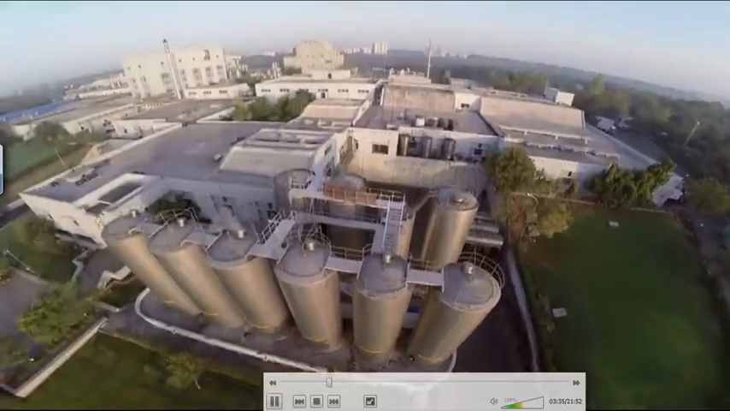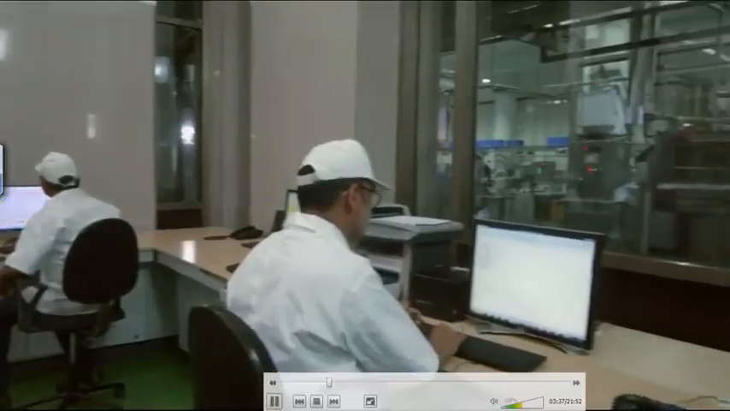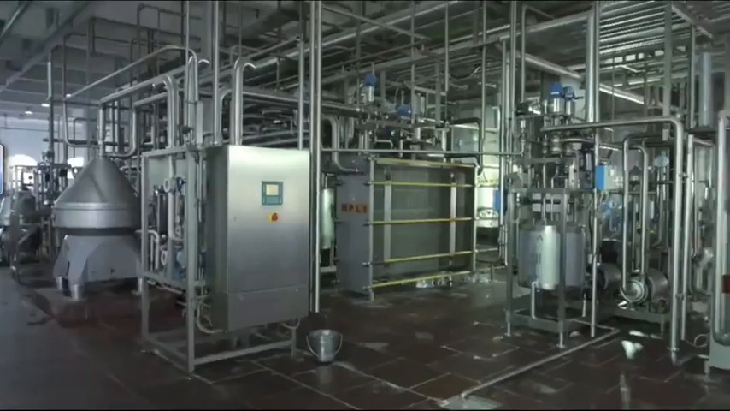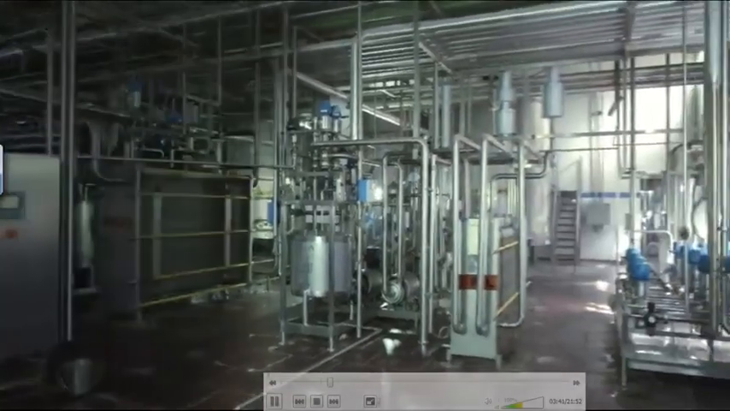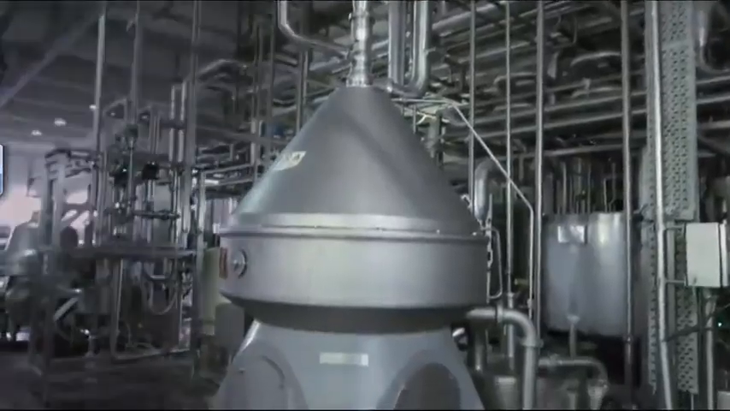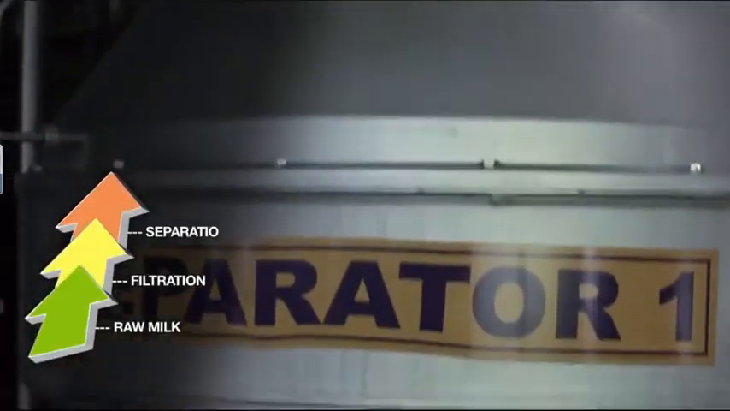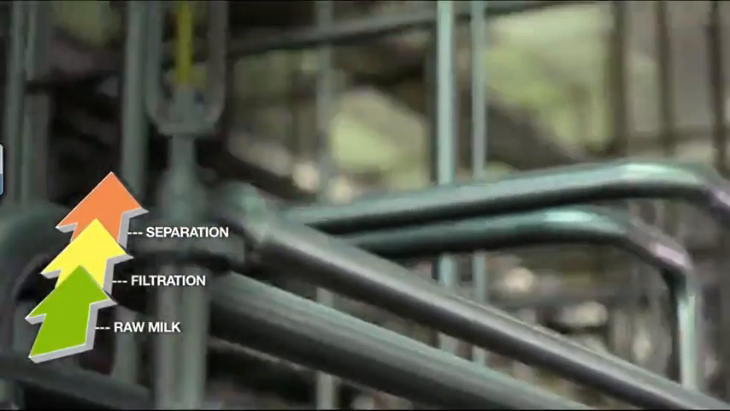Amul has many highly sophisticated processing plants which have the capacity to process millions of liters of milk every day. After filtration to remove physical, chemical and bacterial impurities, this milk now travels to automatic separators. In these separators, milk churns at very high speed.